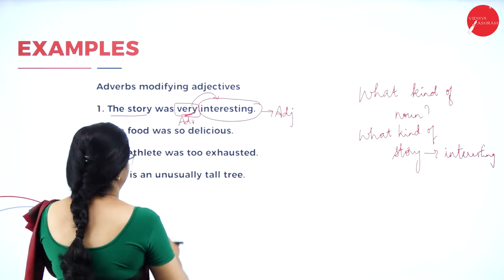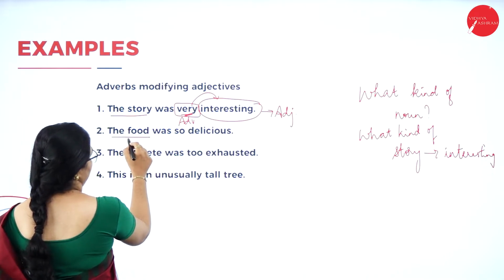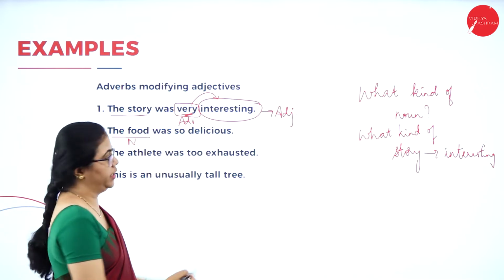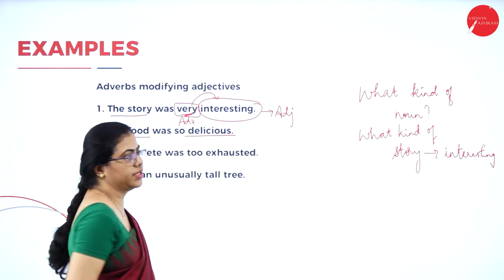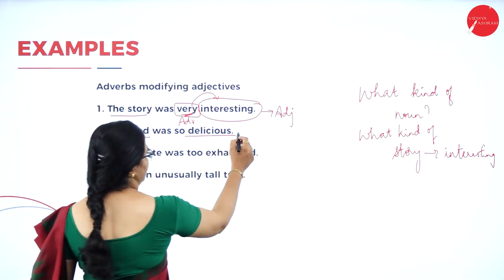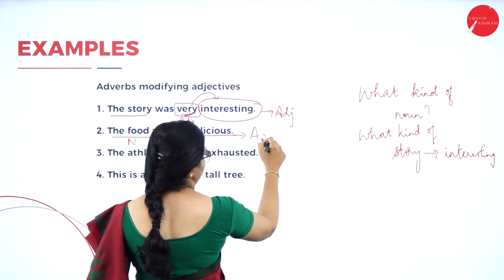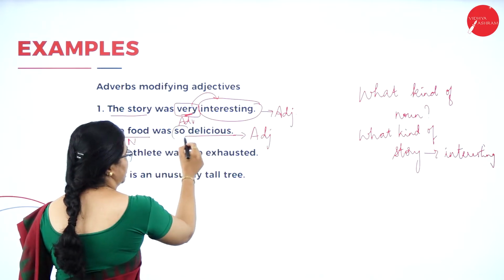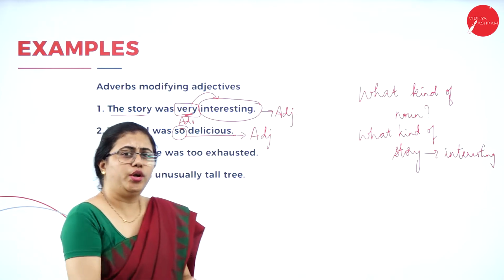Let us go for another example here. The food, this is the noun in the sentence. What kind of noun? What kind of food is it? It is delicious food. So delicious is the adjective. How delicious is it? It is so delicious.